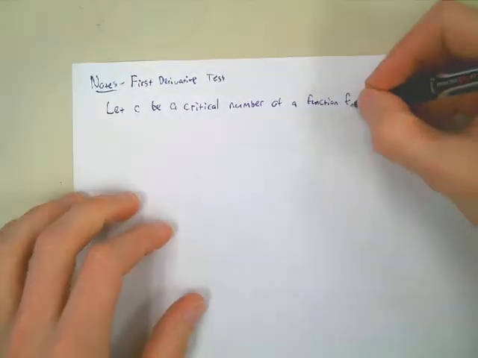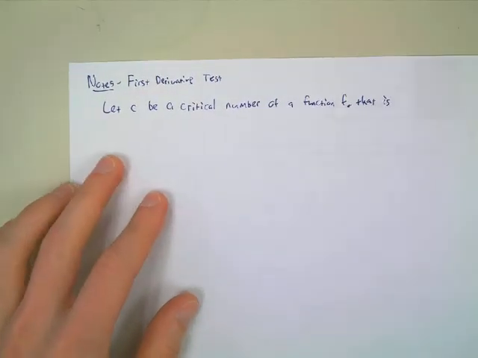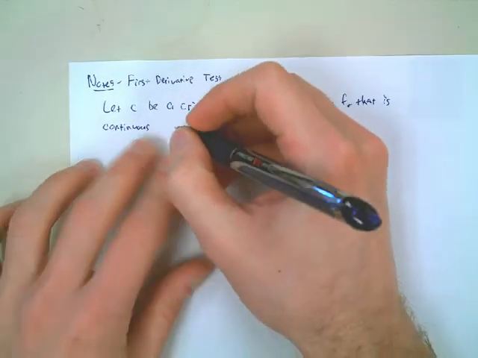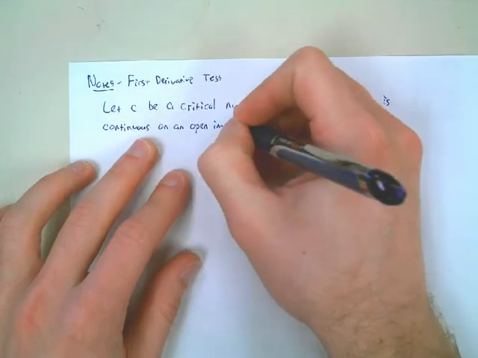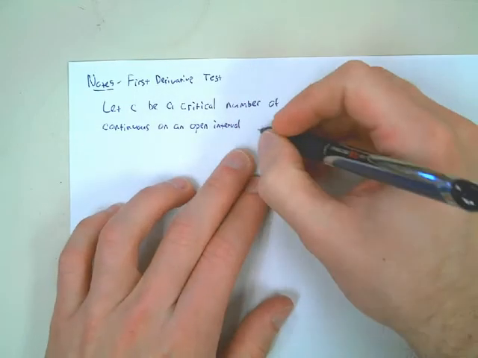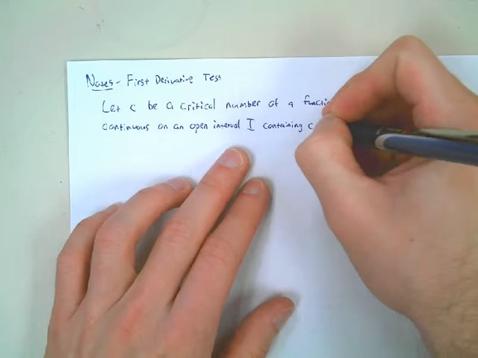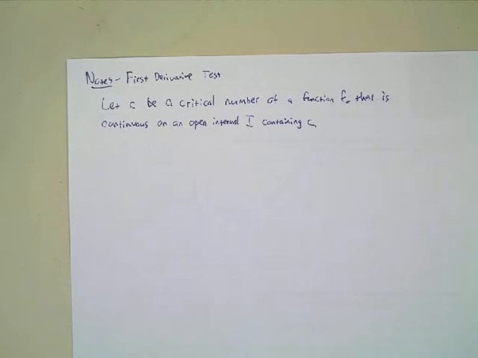That is continuous on an open interval I containing C. Okay, so C is a critical number, and I is just an open interval. So yes, you can refer to an interval by a capital letter. The interval could be from A to B, or whatever letters you want to use. It's just a generic open interval that C is in.